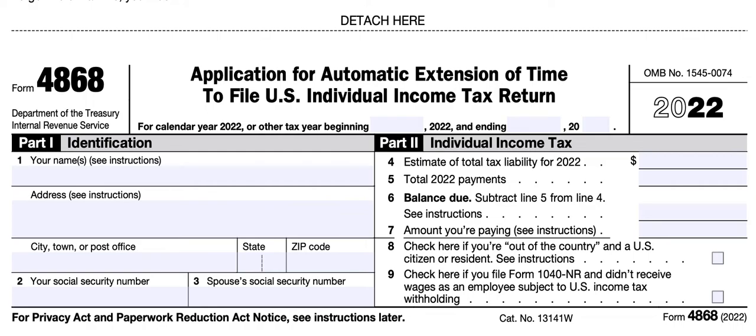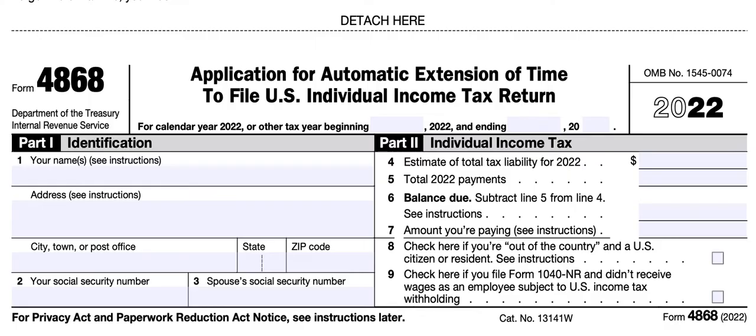We'll be going over IRS Form 4868. This is the application for an automatic extension of time to file your U.S. individual income tax return. There are two parts to this tax form. They're right in front of you on the screen, and we'll go over them.